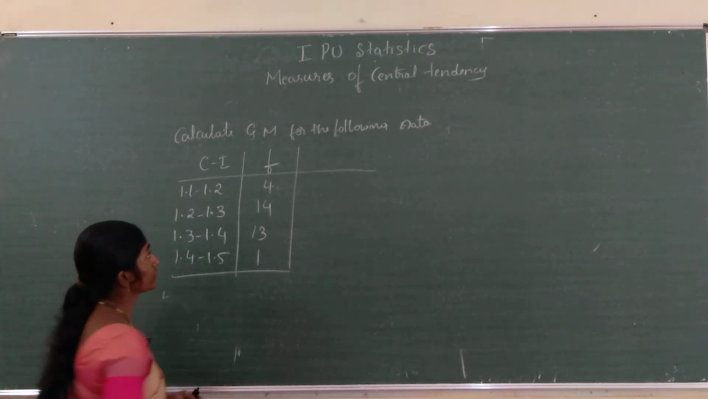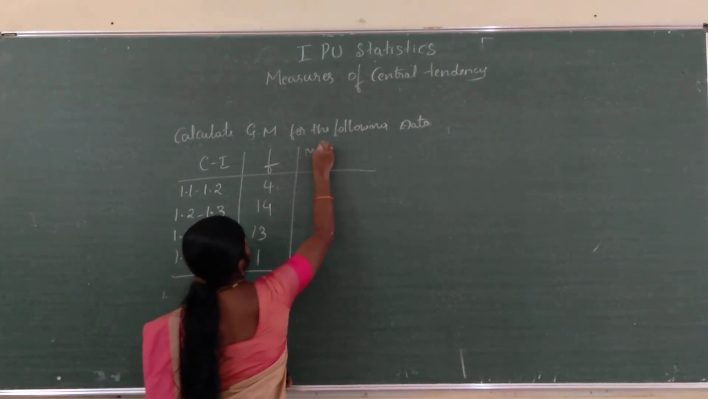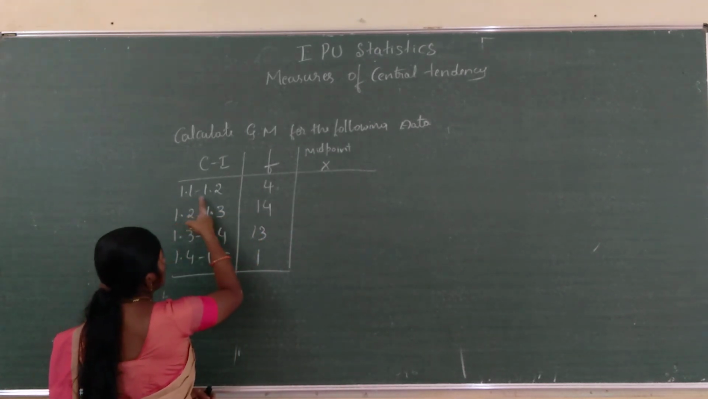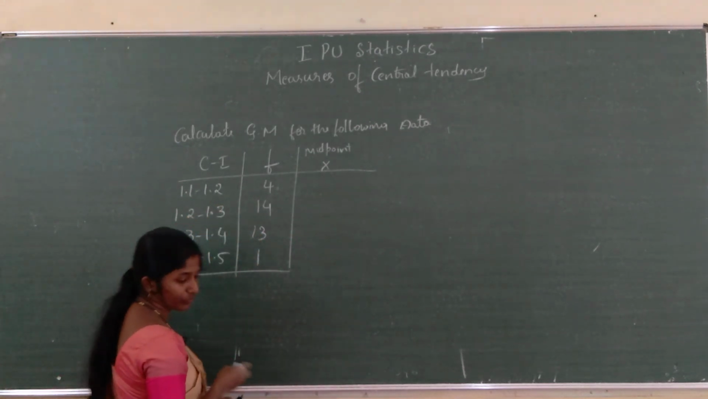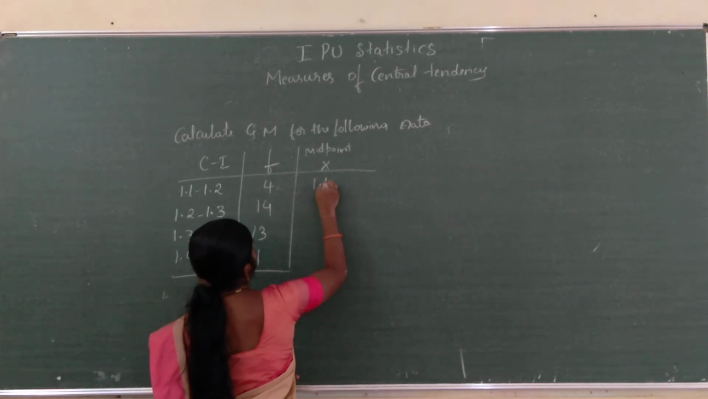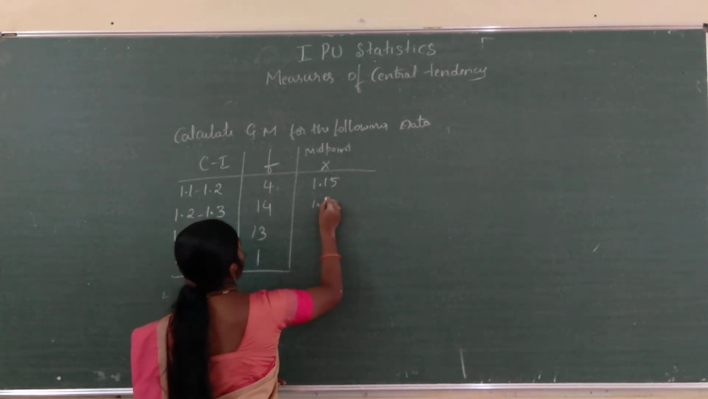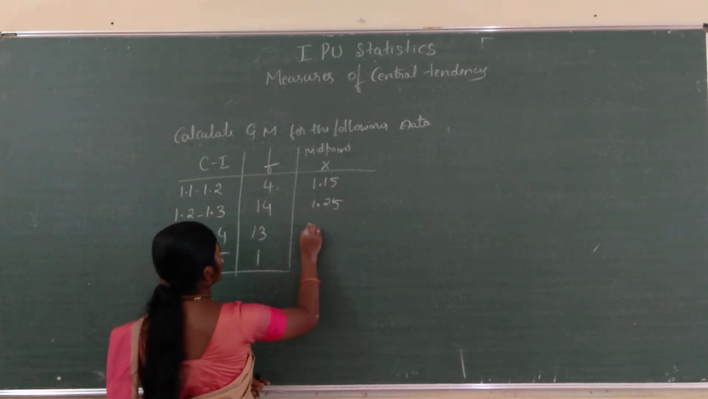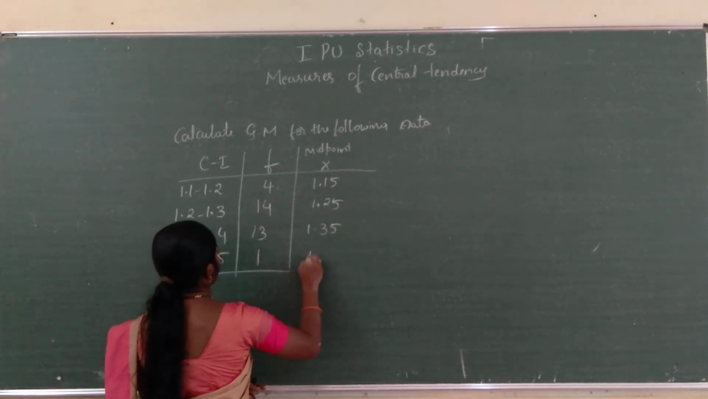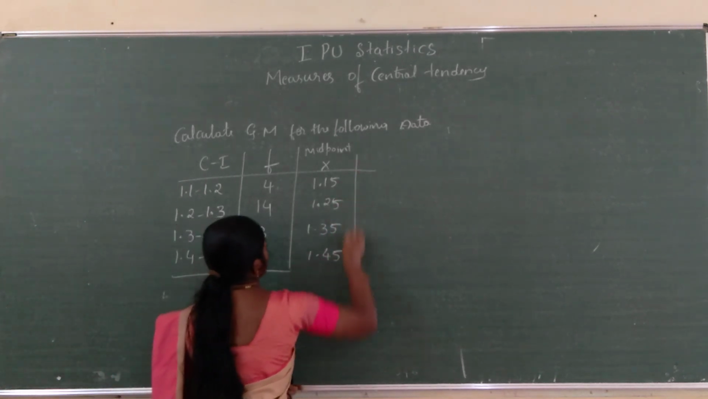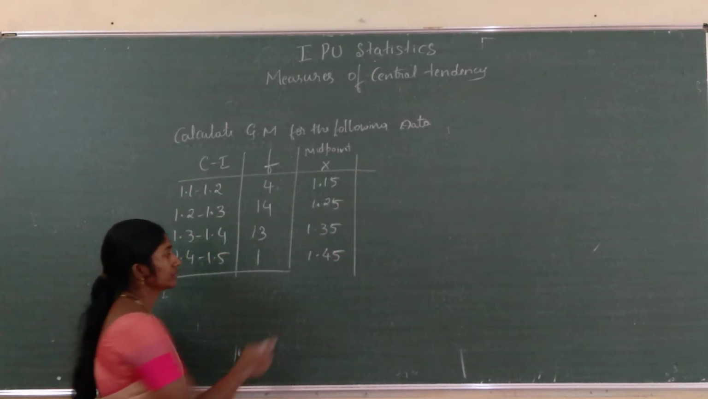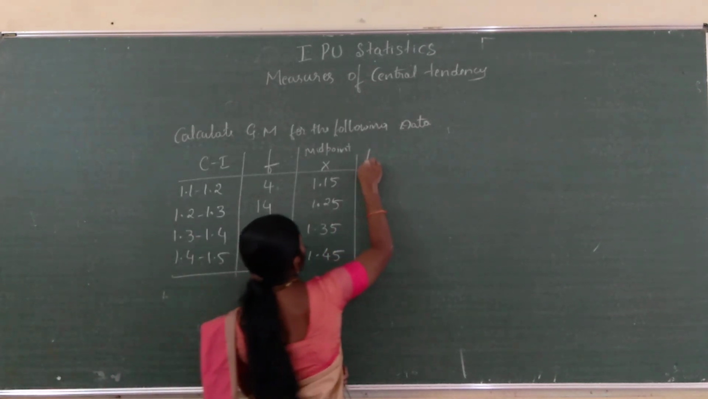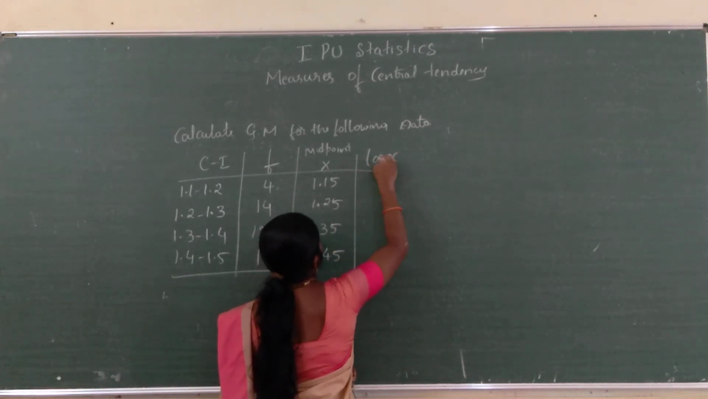First, what you have to find out? Midpoint, that is x. 1.1 plus 1.2 divided by 2, 1.15, 1.25, here 1.3 plus 1.4 divided by 2, 1.35, 1.45. We have done x column. Next, what we have to do? Log x. Find out log x.